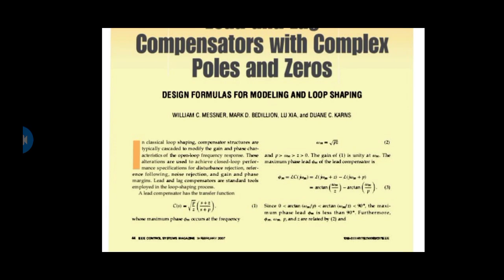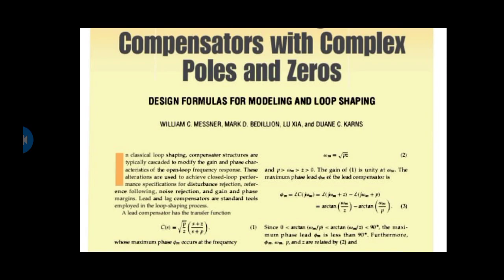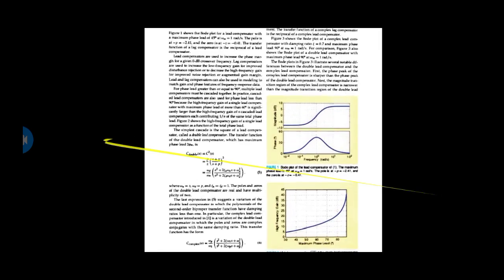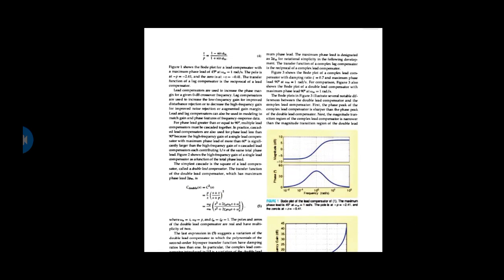The maximum phase lead phi m of the lead compensator is the phase of C at omega m. Since the arctangent is less than 90 degrees, the maximum phase lead phi m is less than 90 degrees. Furthermore, phi m, p and z are related by equation 2, and z by p equal to 1 minus sin phi m by 1 plus sin phi m.